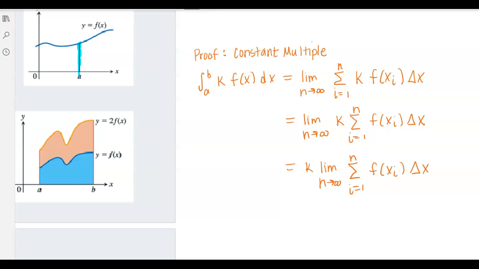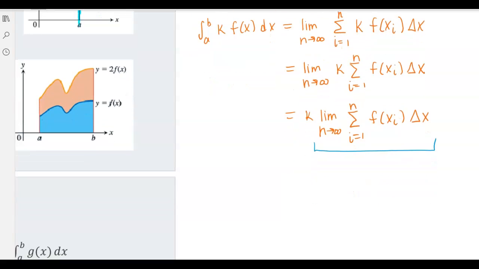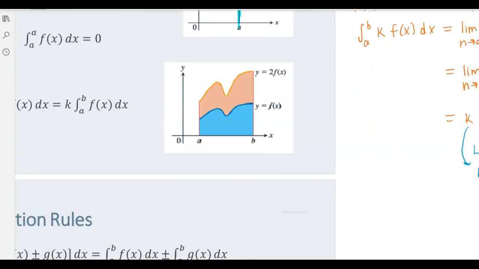And then this part is just the integral from a to b of f of x dx. And we've got that k out in the front. So that's what we wanted to show. That's a fact that'll help us simplify some of the integration that we'll be doing later.